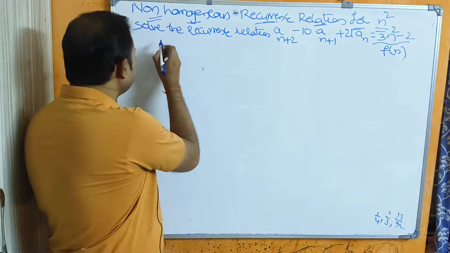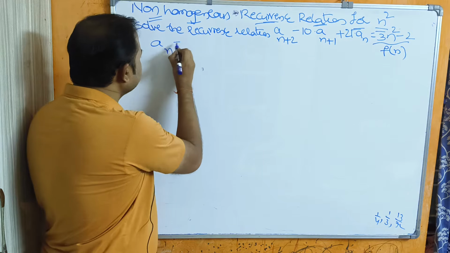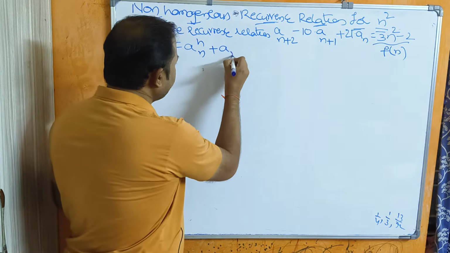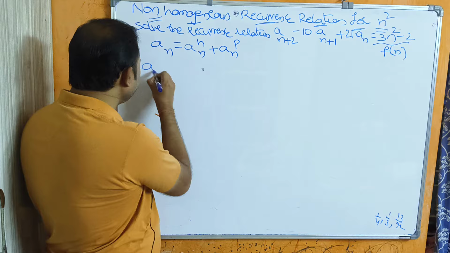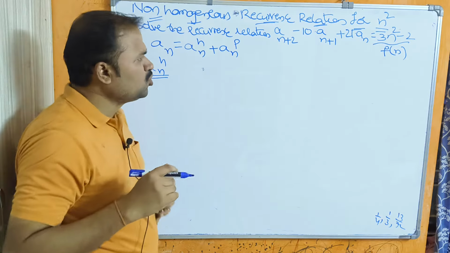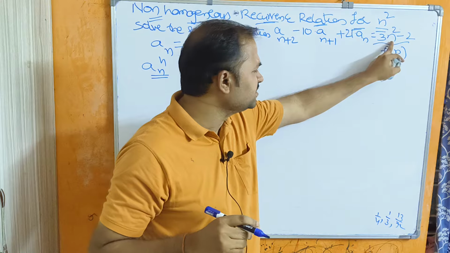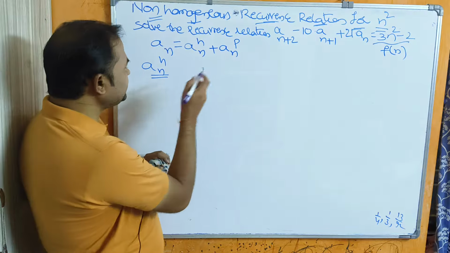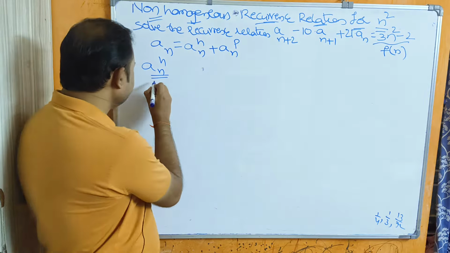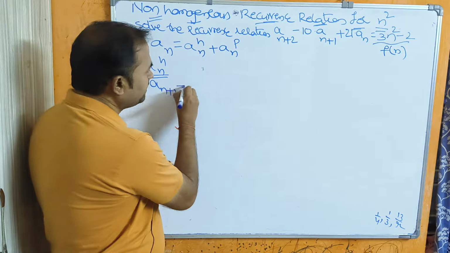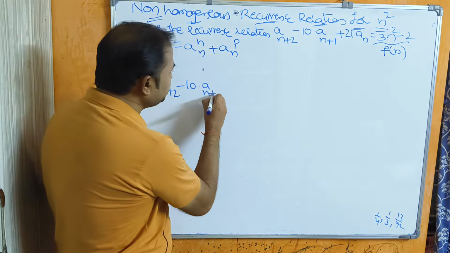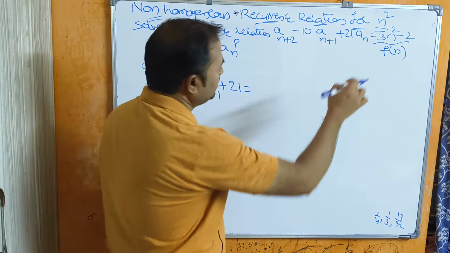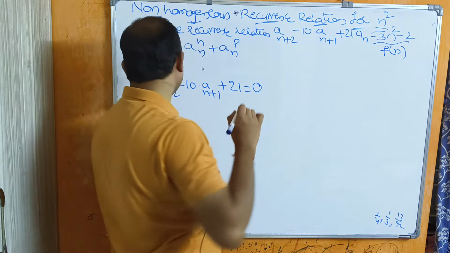We know the solution for the non-homogeneous recurrence relation. So here the general solution for non-homogeneous recurrence relation is a(n) equal to a(n) power h plus a(n) power p. Here a(n) power h means homogeneous solution. Homogeneous means we have to write 0 in place of f of n. So we can write this recurrence relation as a(n+2) minus 10 into a(n+1) plus 21 into a(n) equal to 0.